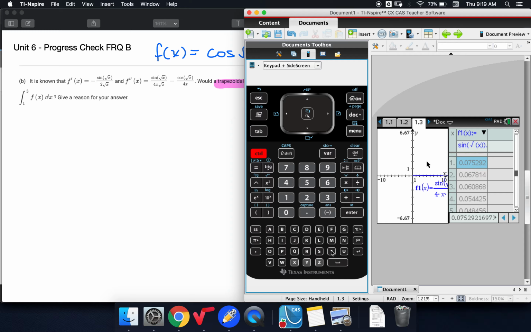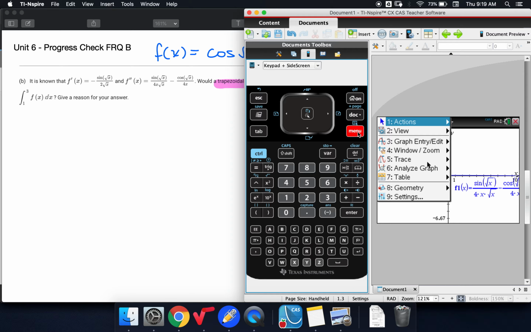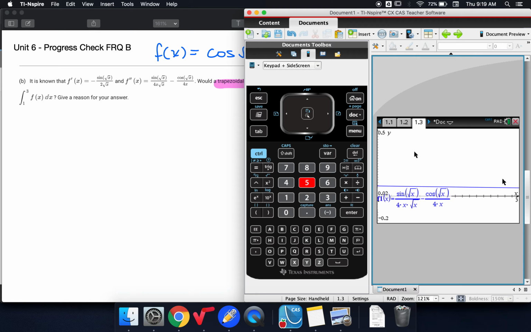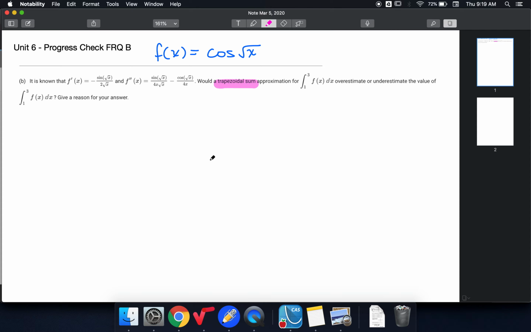So Control T to get rid of the table, and now I'm going to go into my menu and change my window. I want to go between 1 and 3 on my x-axis, and between -0.2 and 0.5, let's say. Okay, so certainly my second derivative is always positive. So from the graph, we know that f double prime is greater than 0 for 1 less than or equal to x less than or equal to 3. That means f of x is concave up.